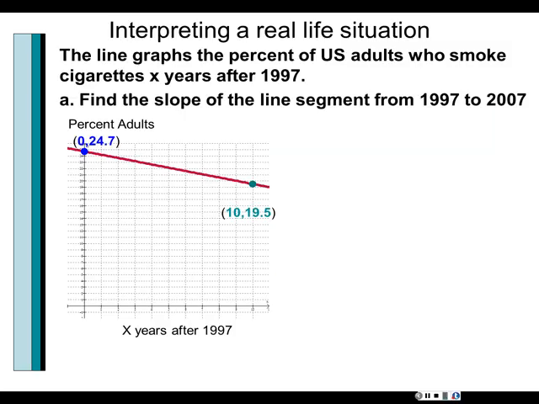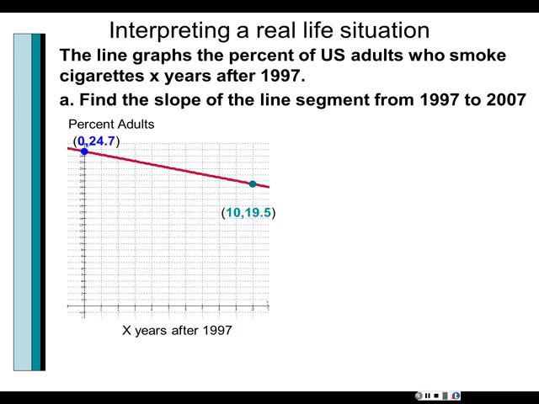So for example, this is a real life problem we gave you, and this graph is telling you the percentage of US adults who smoke cigarettes x years after 1997. You see the line, what kind of function is it: decreasing, increasing, constant? It's a decreasing one, right? So that means the rate of adults smoking is decreasing. Now this is one interesting thing.